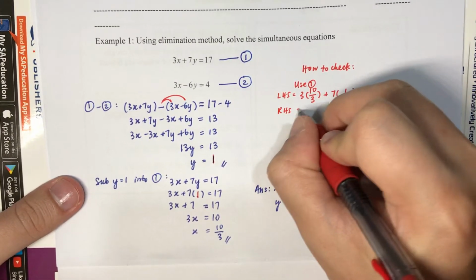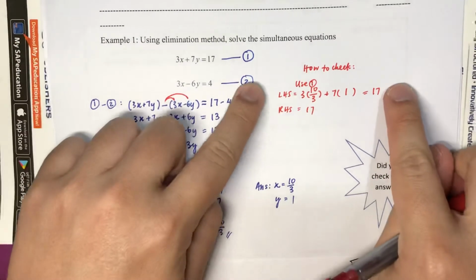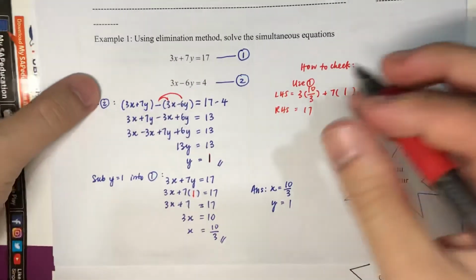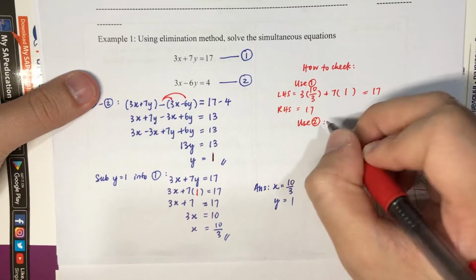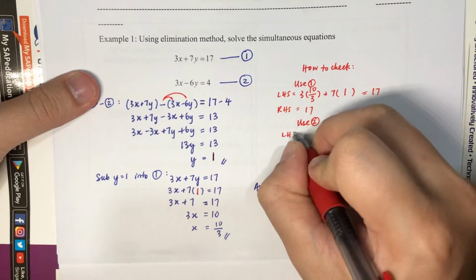The right hand side is also 17. So left hand side equals right hand side. I'm good. Now if I want to be a bit more cautious and use number 2 again, let me try the left hand side again.